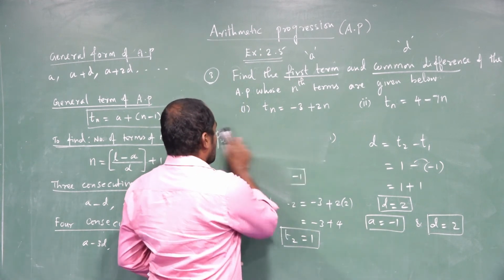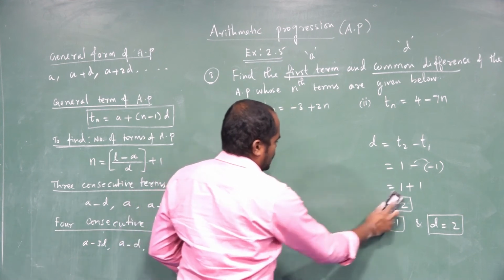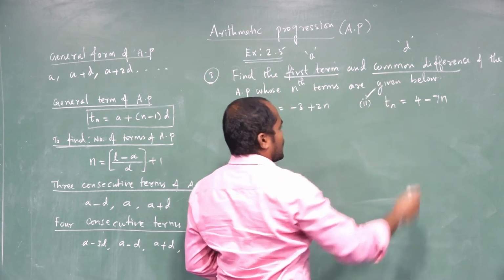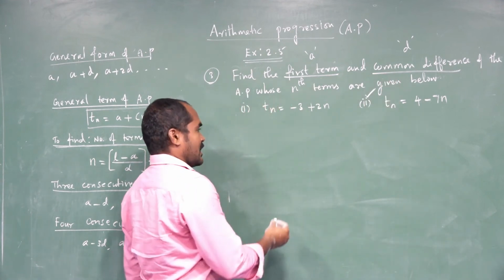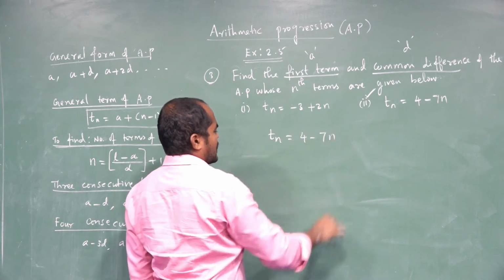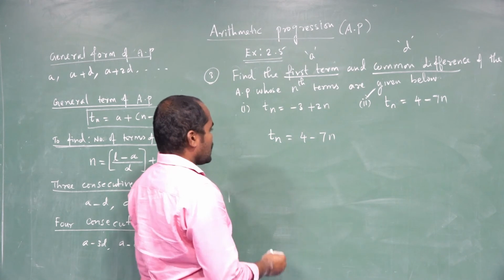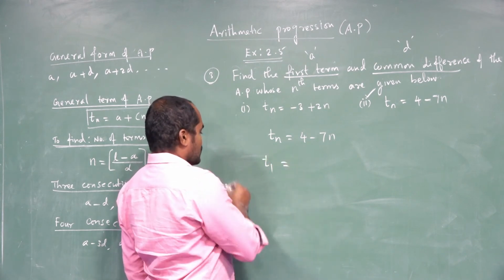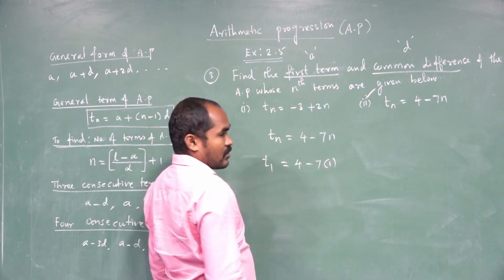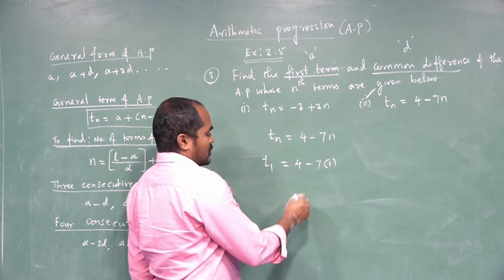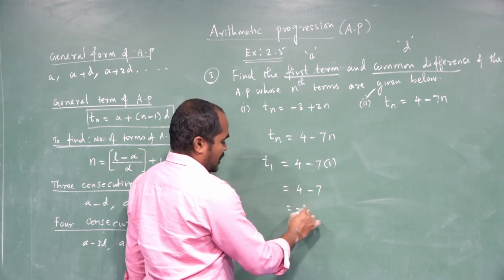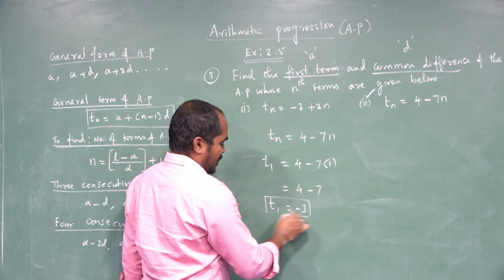Second one. The nth term is Tn equal to 4 minus 7n. So Tn is equal to 4 minus 7n is the nth term of the arithmetic progression. We want to find T1 first. So substitute n is equal to 1. 4 minus 7 of 1, right? So this is 4 minus 7, which is minus 3. So T1 is equal to minus 3.